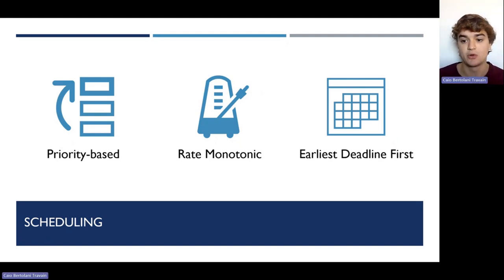Another type of algorithm is the earliest deadline first. That is, when you create a process, it needs to say when it is due, its deadline. So it's going to assign priority based on deadline. If you have a deadline 100 milliseconds in the future, it's going to have a higher priority than one that needs to be executed 1 second in the future. So those are the two most common algorithms.